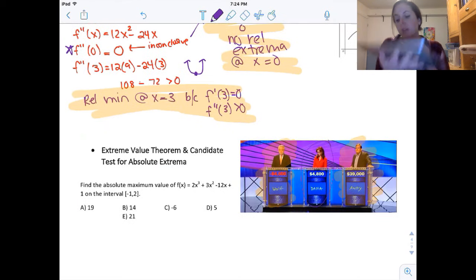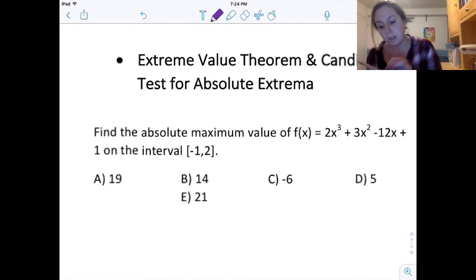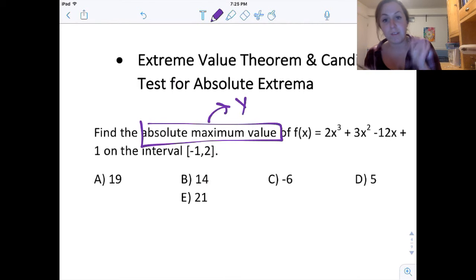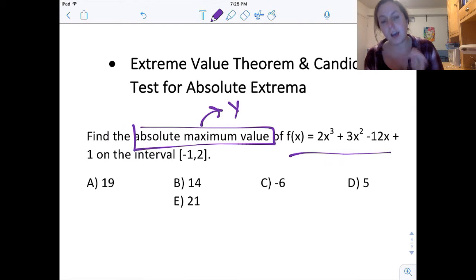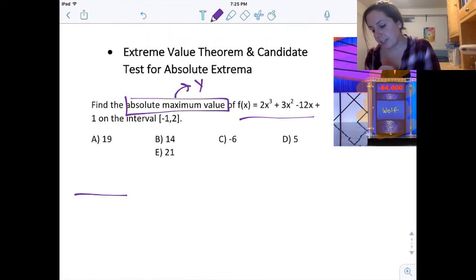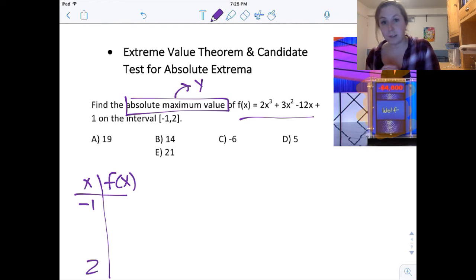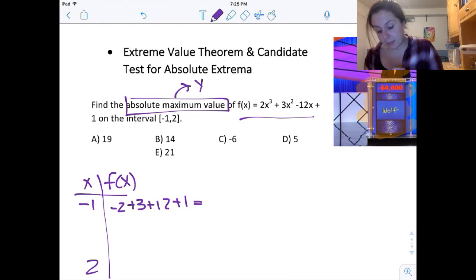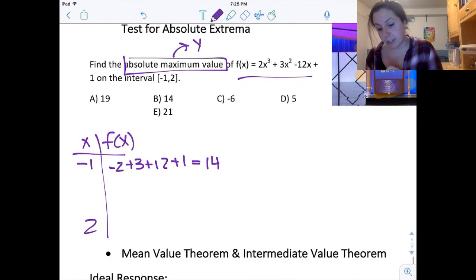So let's take a look at this one. Find the absolute max value. And right away, in my mind, I'm thinking that means y value of this function on the interval from -1 to 2. So the first thing you need to consider is my interval. And my interval has endpoints, and those can be relative extremas. So I'm going to start with those. If I plug in -1, I would get -2 plus 3 plus 12 plus 1, and that gives me 14. And if I plug in 2, I get 16 plus 12 minus 24 plus 1. So that is 5.